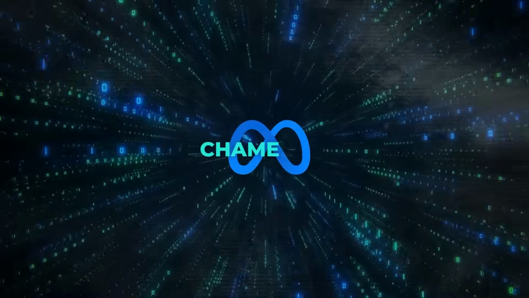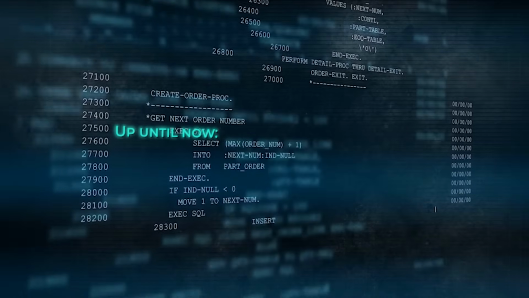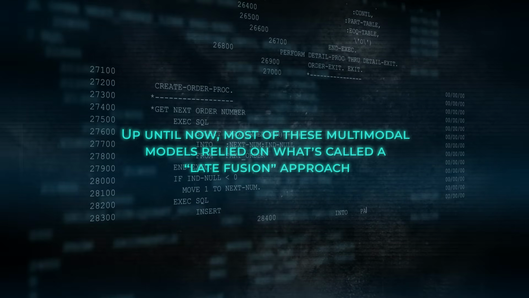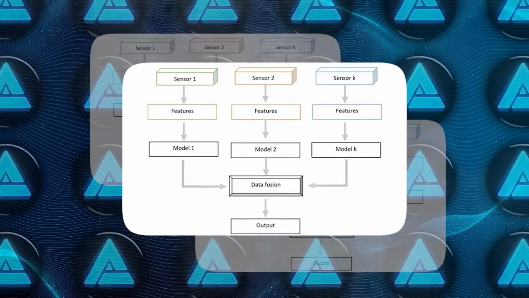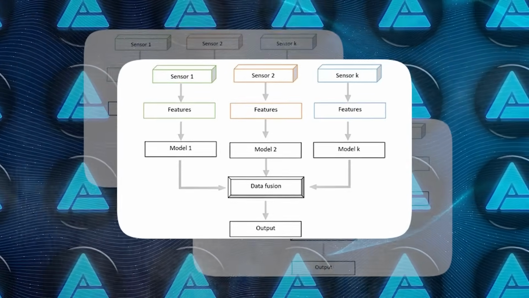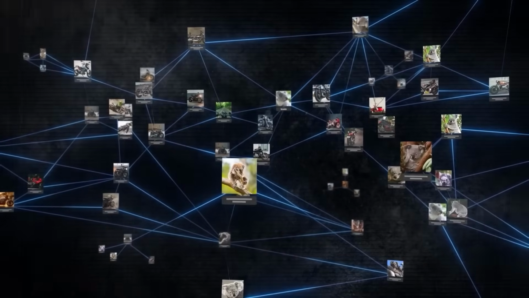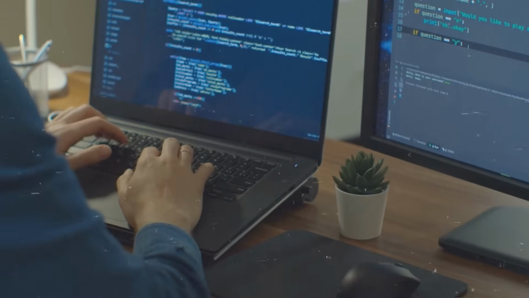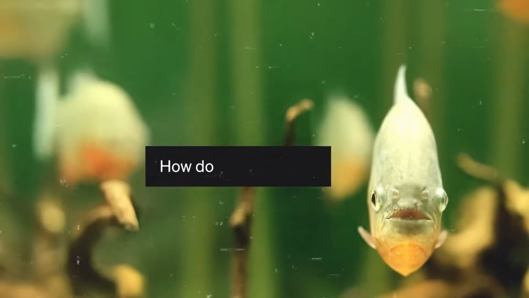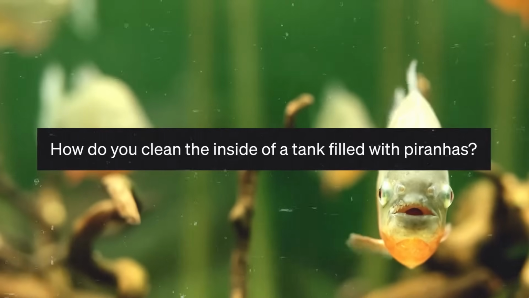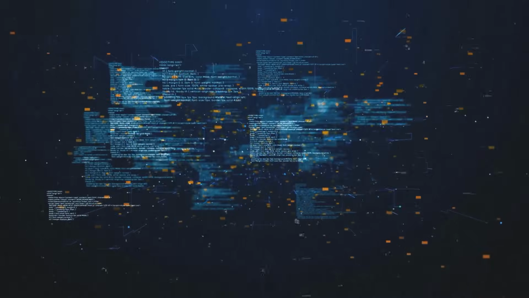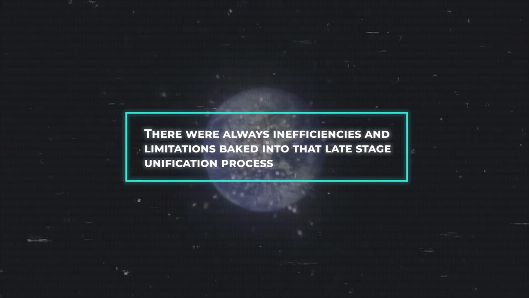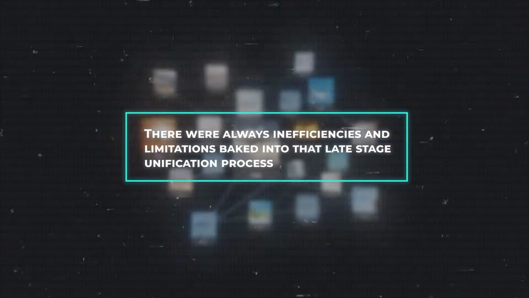It felt like AI models were finally breaking free from their text-only limits. Now, Meta's upped the game with their Chameleon model. You see, up until now, most of these multimodal models relied on what's called a late fusion approach. They would process and encode each data type like text or images separately, and only then try to bring those different representations together in some unified way. It worked okay, I guess, but it meant the models weren't truly integrating and understanding those multiple modalities in a cohesive end-to-end fashion from the very start. There were always inefficiencies and limitations baked into that late-stage unification process.